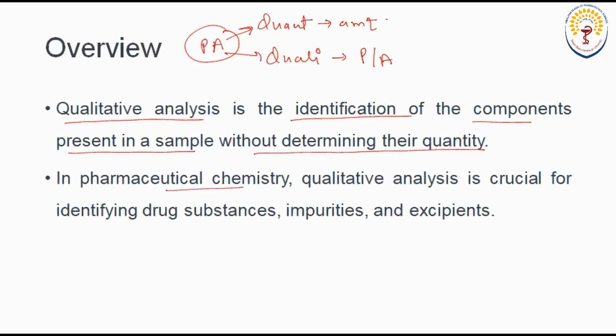Now in pharmaceutical chemistry, likewise, both qualitative and quantitative analysis are important. In the same way, qualitative analysis is also crucial. It's very important, because sometimes you just want to know the drug substance. You want to check whether some impurities are present or not. You just want to check whether a certain kind of excipient is there or not.